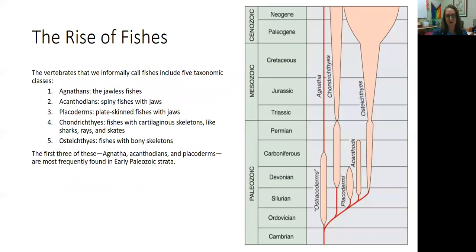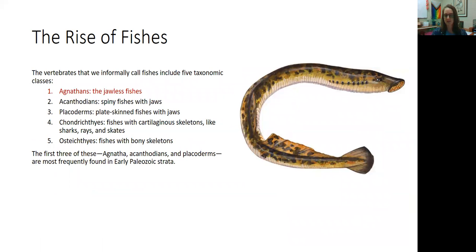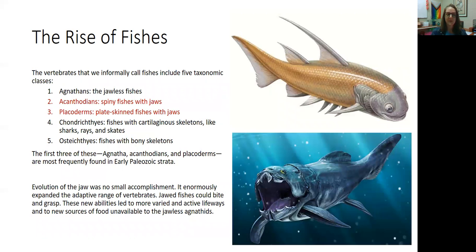So the rise of the fish. We have 5 different taxonomic classes of fish. We're going to go through each of these together. The agnathans, these were jawless fish. Their mouths were often circular, kind of like a lamprey. The acanthodians, which were spiny fishes with jaws. Finally, they had that hard upper jaw and lower jaw. There were also the placoderms, which were also jawed fish, but they had plate skin rather than spiny fins.